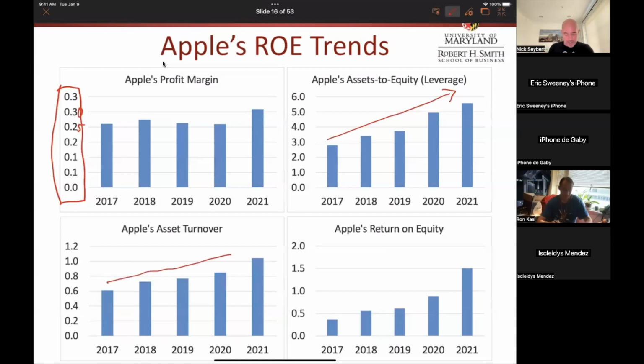Also, and this is nice, they've gotten a lot more efficient with their assets too, right? They've gone from generating 60 cents on the dollar to over $1 on the dollar, right? How the hell do they do that? Well, part of it is Apple hoards cash, if you didn't know that. AAA rating definitely helps. That is correct. I like the comments. Yeah. No, it helps to have cheap debt.